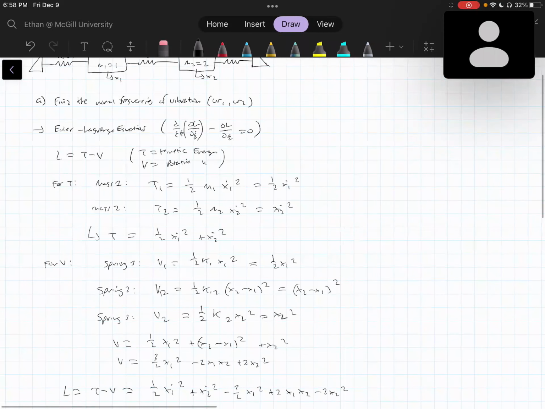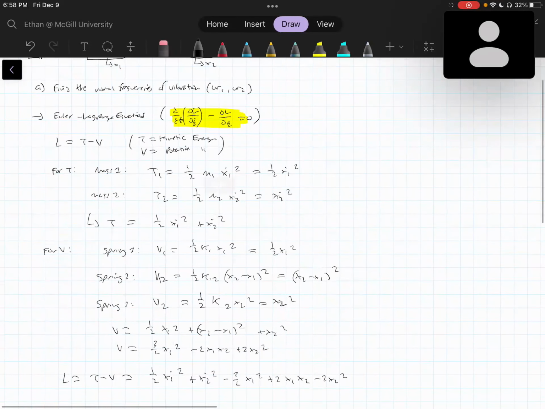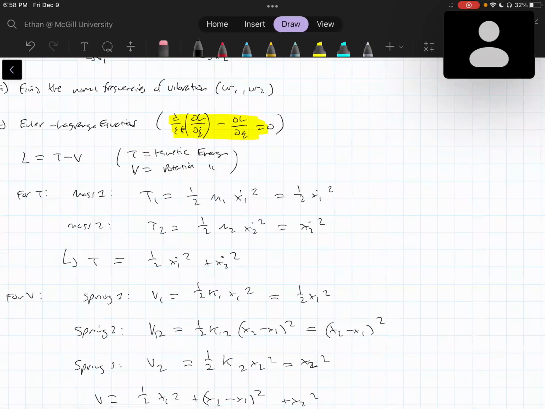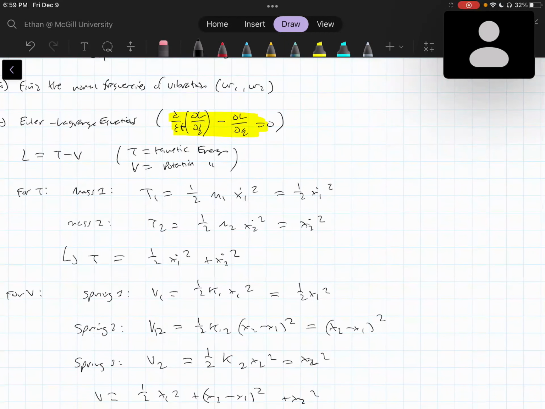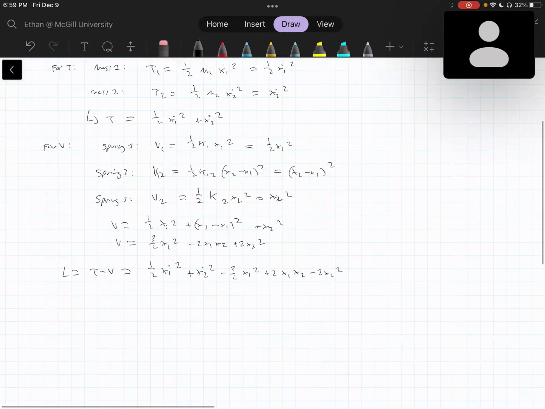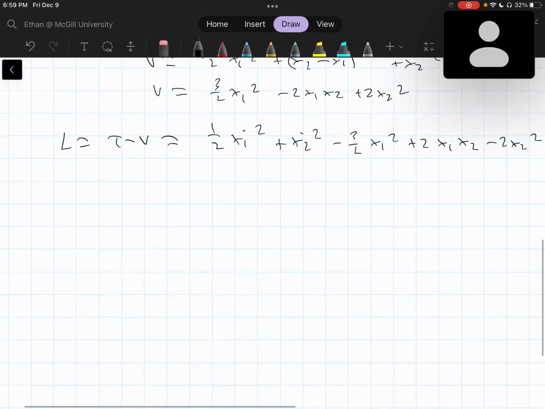Now applying the Euler-Lagrange equation, which is highlighted here, we're going to take the partial derivative of L with respect to both x1 dot and x2 dot to replace the q, and then also take the partial derivative of L with respect to x1 and x2 to replace the q on the right side. So we're going to use that equation. First, we're going to solve in terms of x1, so partial L by partial x1 dot.